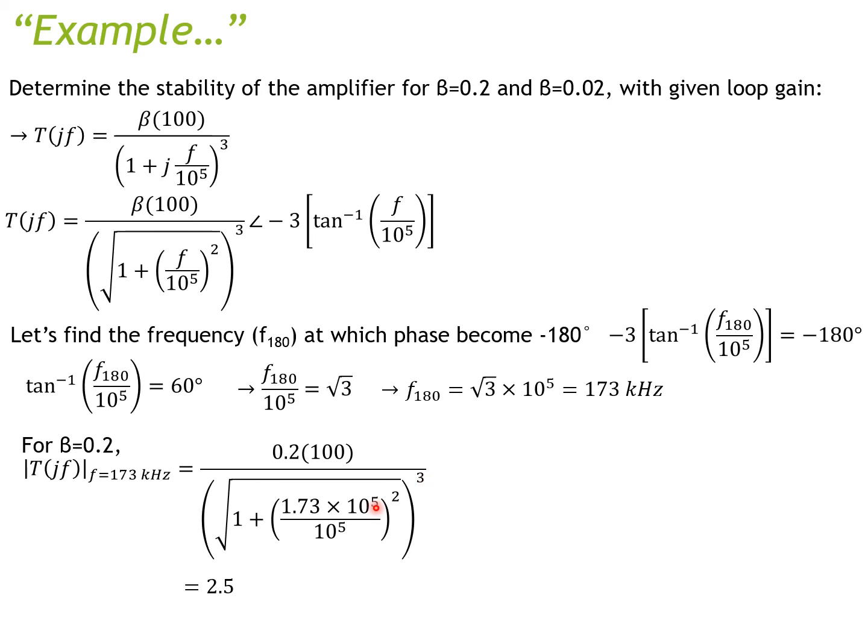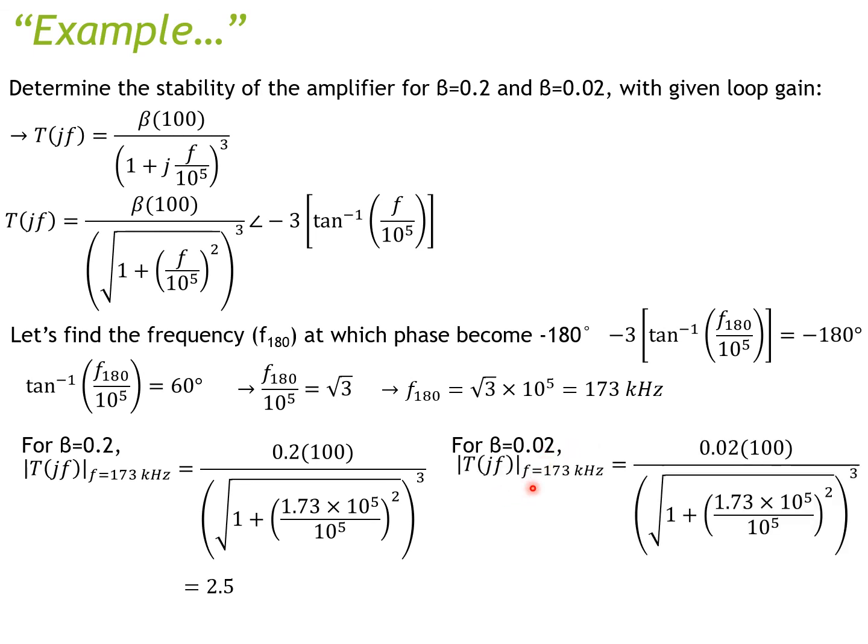Now you are the judge to see if the system is stable or not. But I will go through the math for the second system. Beta will equal 0.02. I plug in the numbers, same as before, except now beta is 0.02, and I have the magnitude to be 0.25. Now you compare this and this, and you tell me which one is stable and which one is not stable.